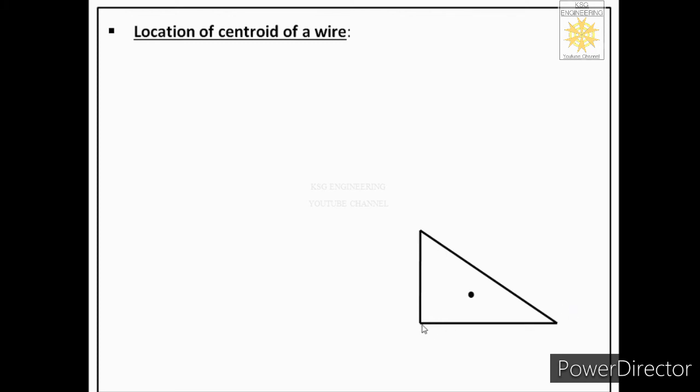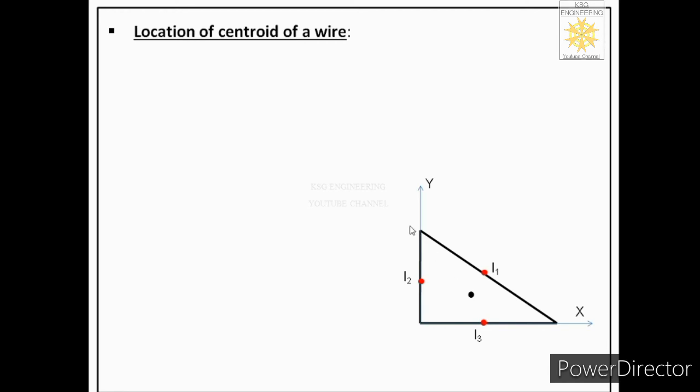And let us say this is the centroid of this shape, and let us say these are the lengths of 3 wires. L1 is the length of the first wire, L2 is the length of second wire, and L3 is the length of third wire. And let us say these are the two axes assumed by us, and this is the origin of these two axes. Now assume that these are the midpoints of all the wires, which are actually called as centroid of the wires. We know that centroid of a wire will lie at the mid of its length.